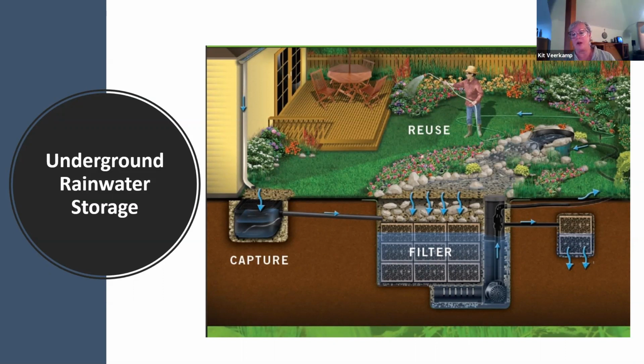They look like milk crates with water in there, but they're very sturdy. You can put stuff on top of them. Some of them are even rated for traffic. You can drive on them. And those will store a lot of water, which you can then draw out and utilize for irrigation systems.